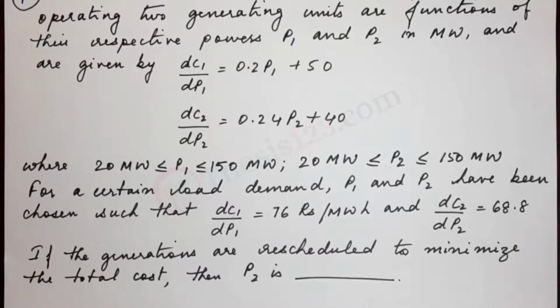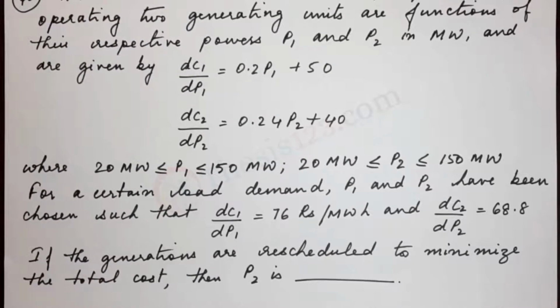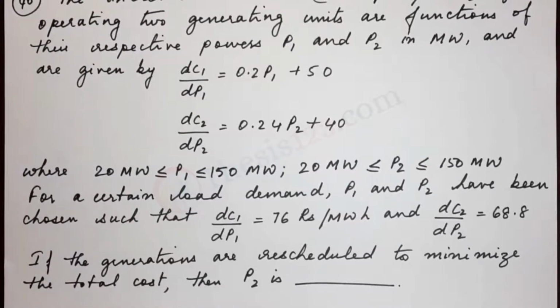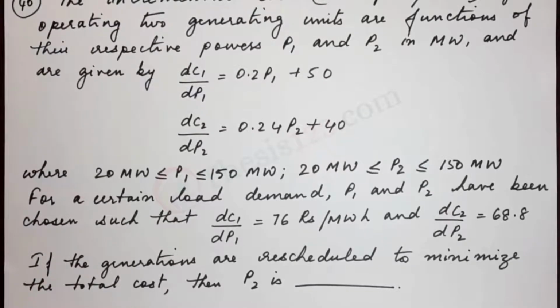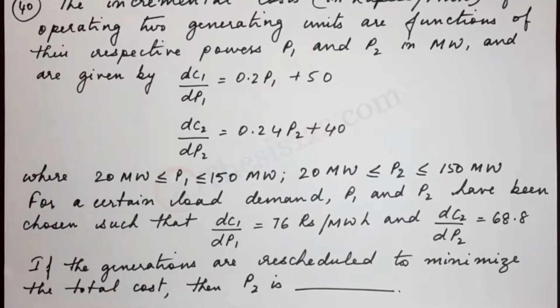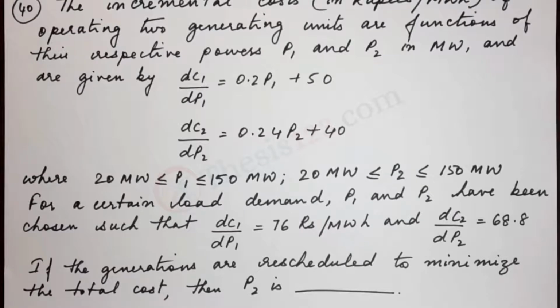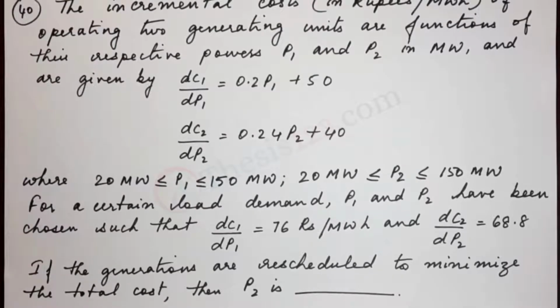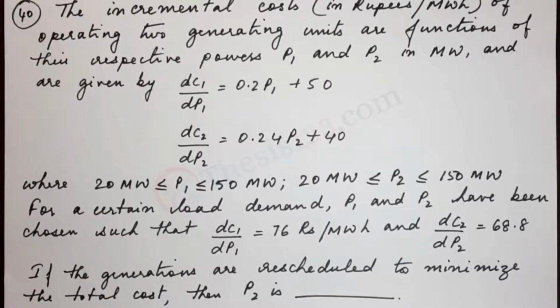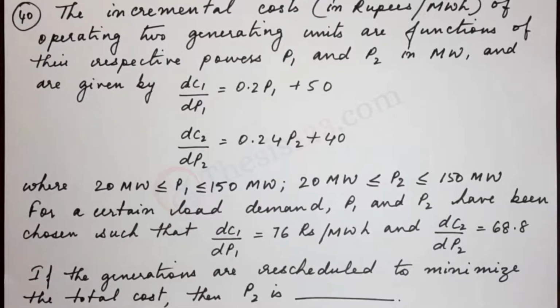For a certain load demand, P1 and P2 have been chosen such that dC1/dP1 equals 76 rupees per megawatt hour and dC2/dP2 equals 68.8 rupees per megawatt hour. If the generations are rescheduled to minimize the total cost, then P2 is dash.